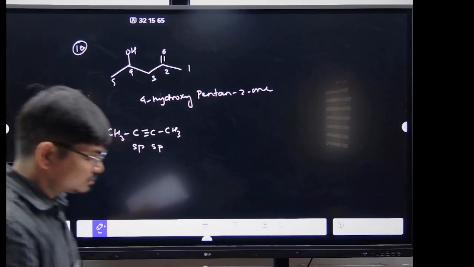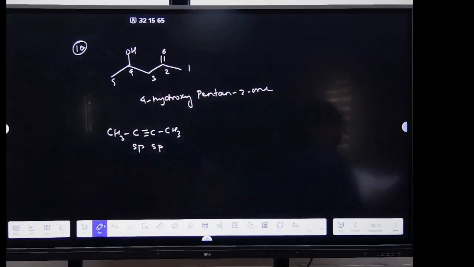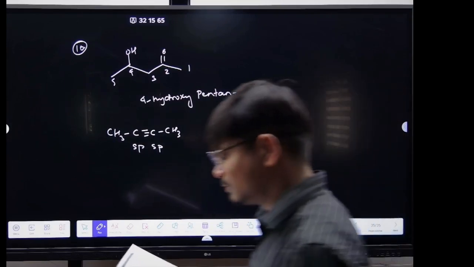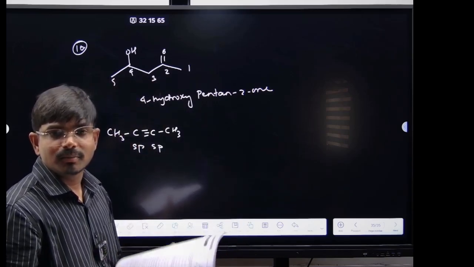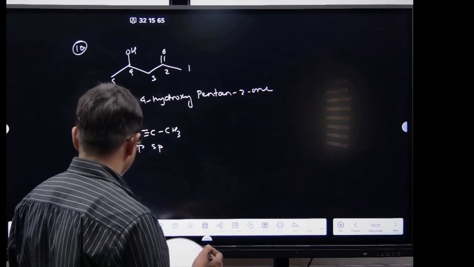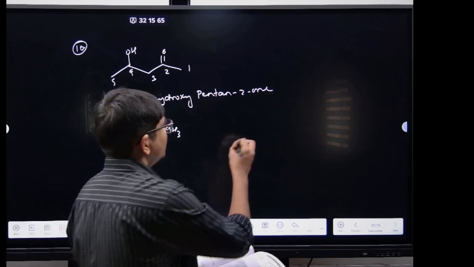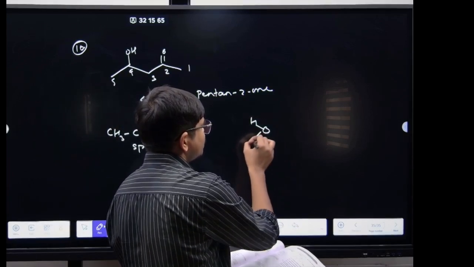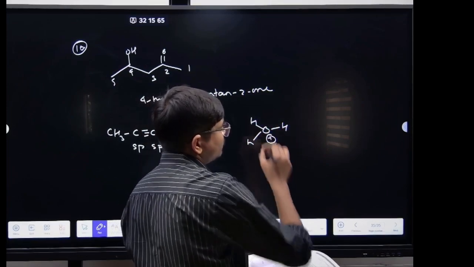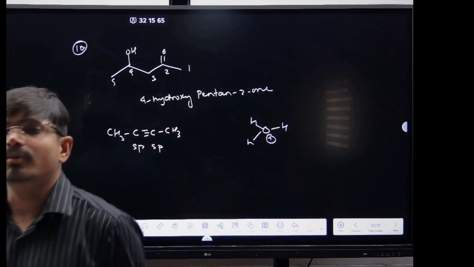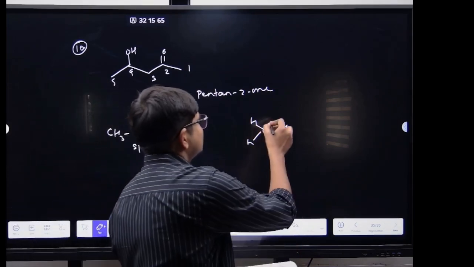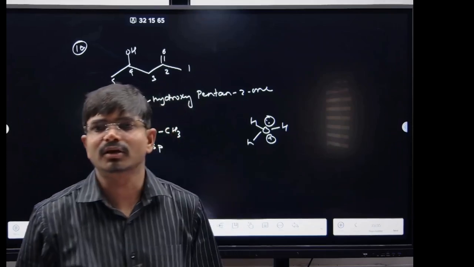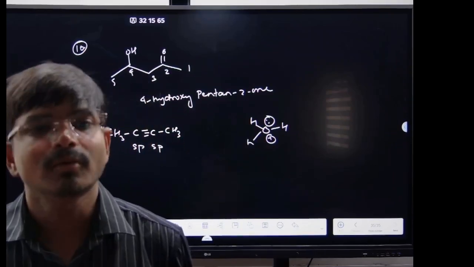Now question number 2, which of the following is not electrophilic in nature? Which one should it be? H3O+. See here, why is H3O+ not electrophilic in nature? If we look at the example, O, H, H, H, right? It is a positive one. Although it contains the positive charge, still it cannot accept electrons because it does not have any vacant orbital.